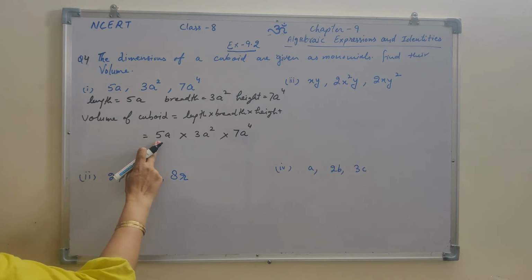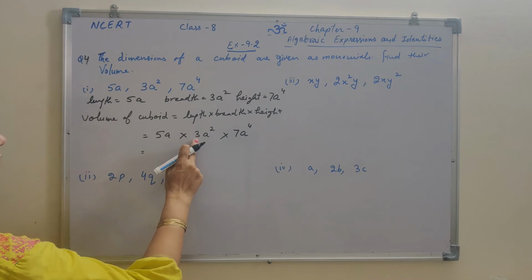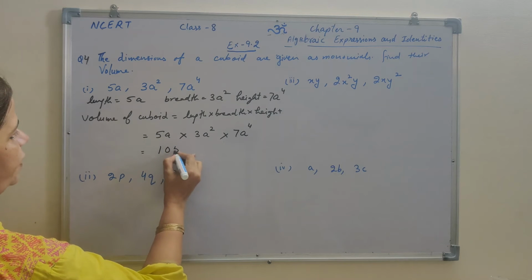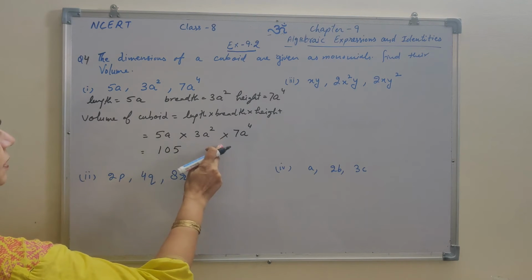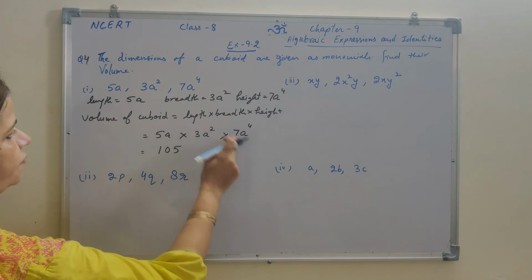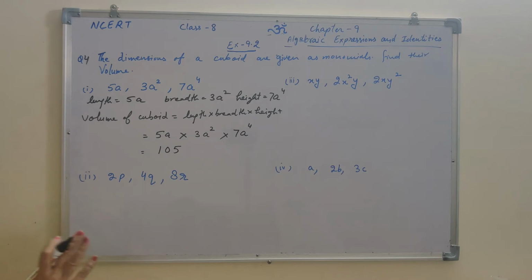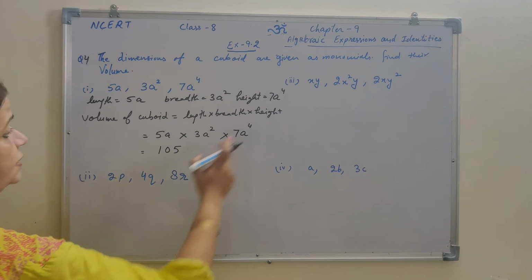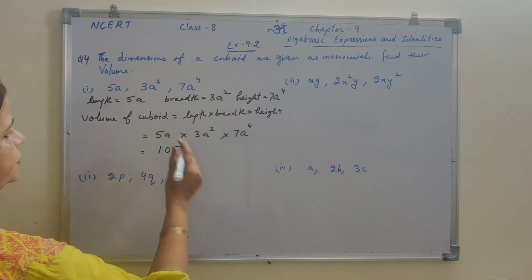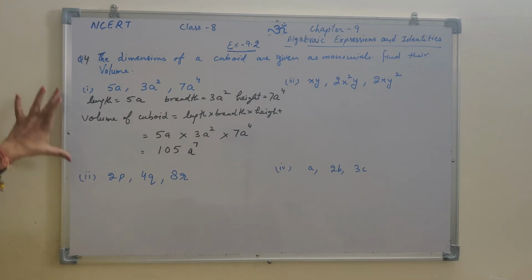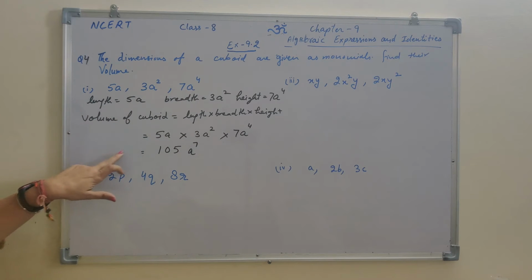We multiply numerical values, 5 3s are 15 and 15 7s are 105. Now we see the variables. All are having variable a with power 1, power 2, power 4. So using the rules of exponents, these powers will be added. So it is 4 into 6, 6 and 1, 7. So it is a power 7. So the volume of this cuboid having these dimensions is 105 a power 7.